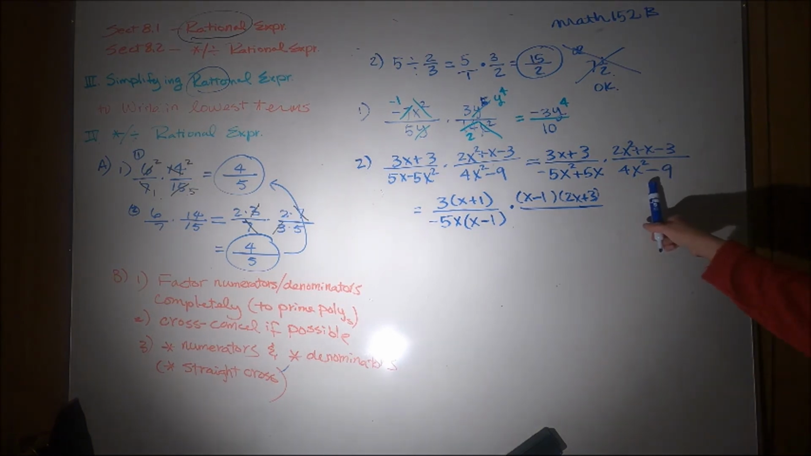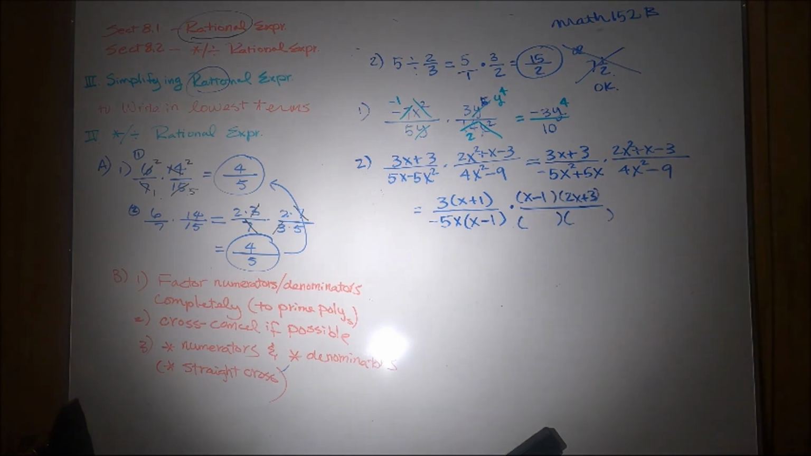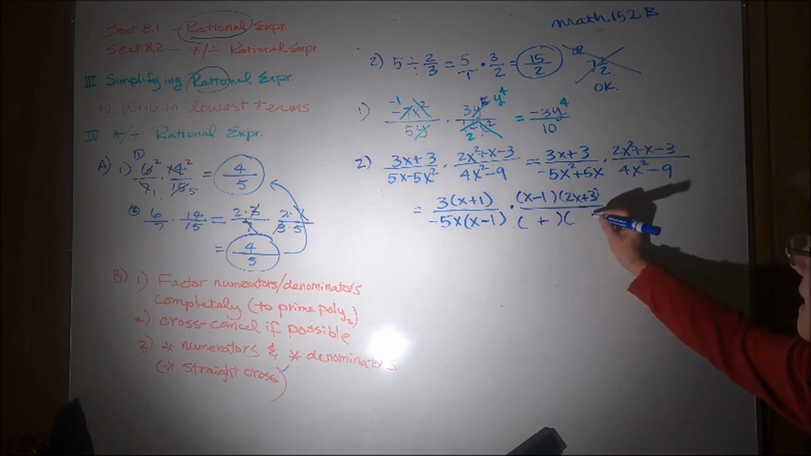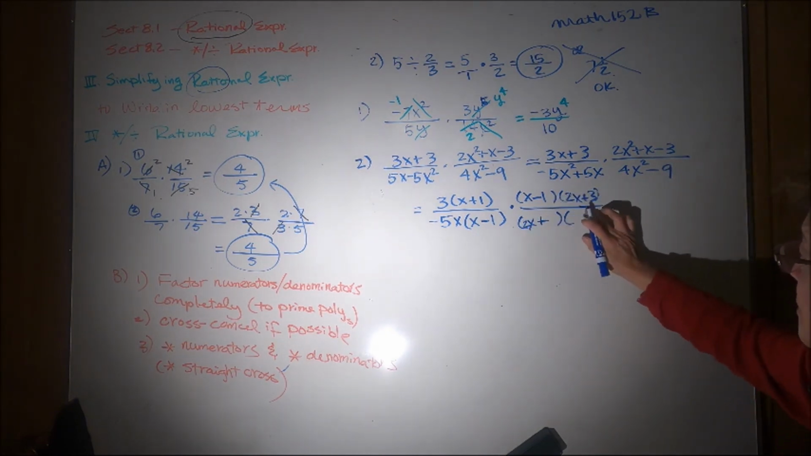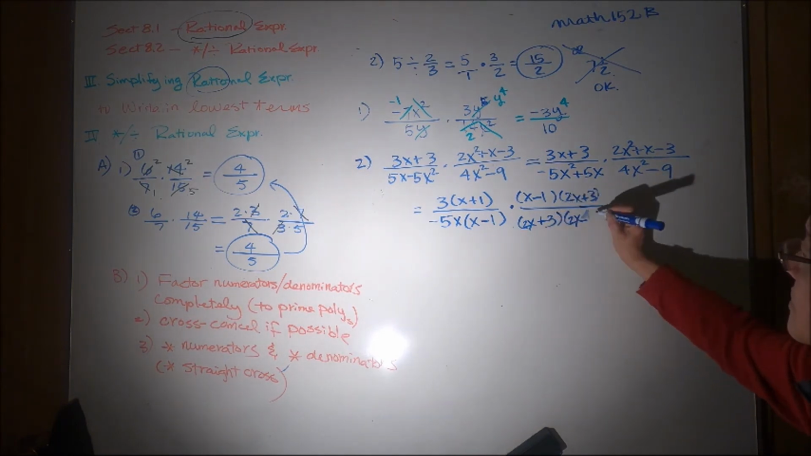Then for the denominator, a binomial. Can we break it down? Yes, because there's a minus in between, and those are perfect squares, right? So a squared minus b squared equals what? a plus b times a minus b. So that's 2x squared, and this is 3 squared. So you have 2x here, one is minus, one is plus, and you have 3 here.